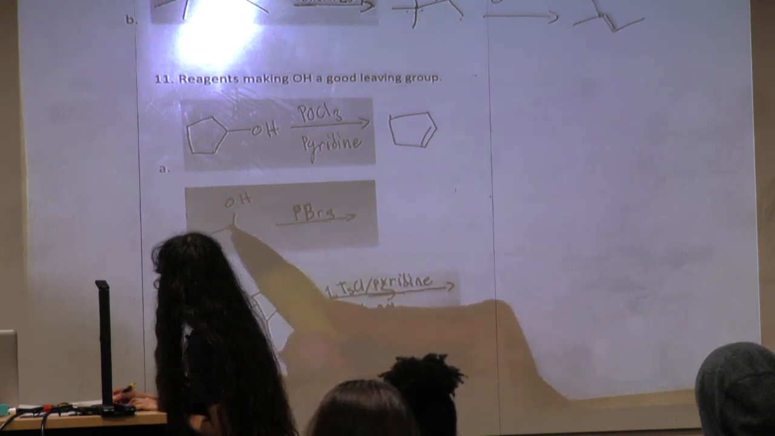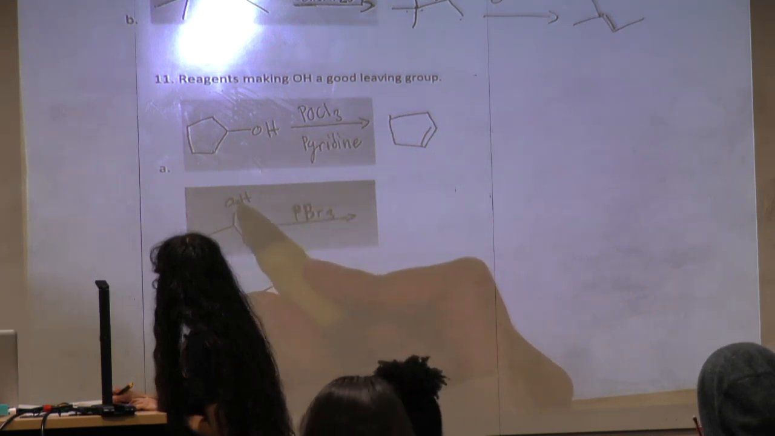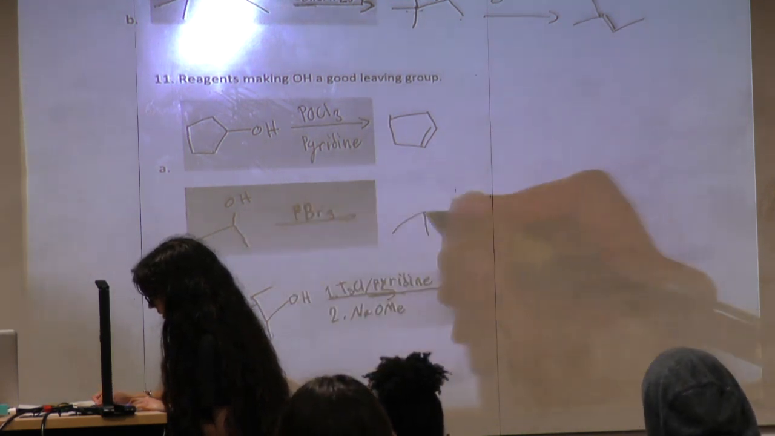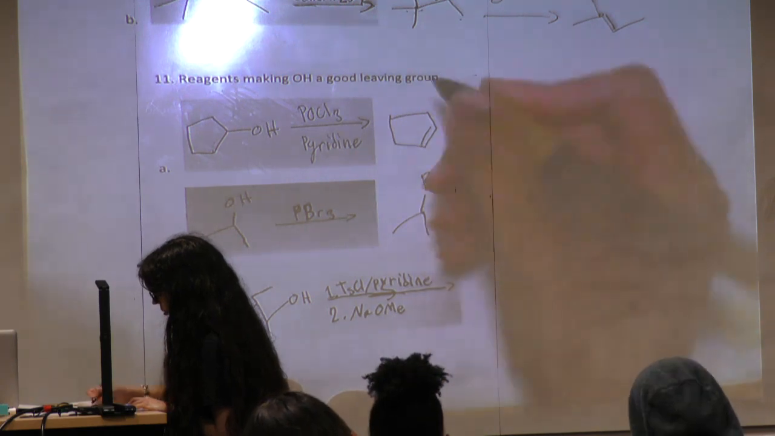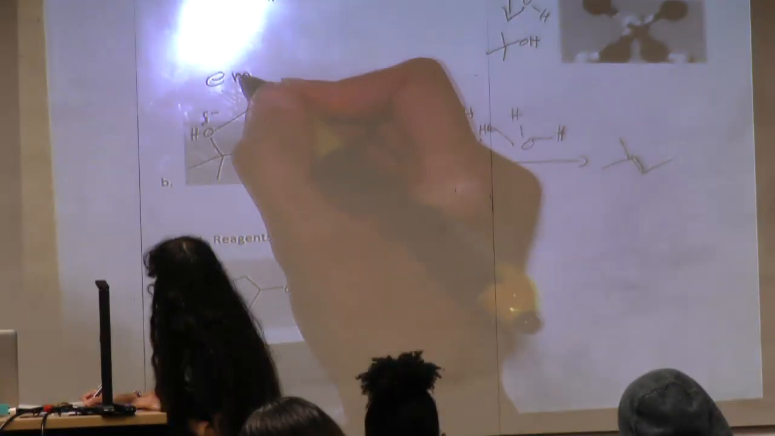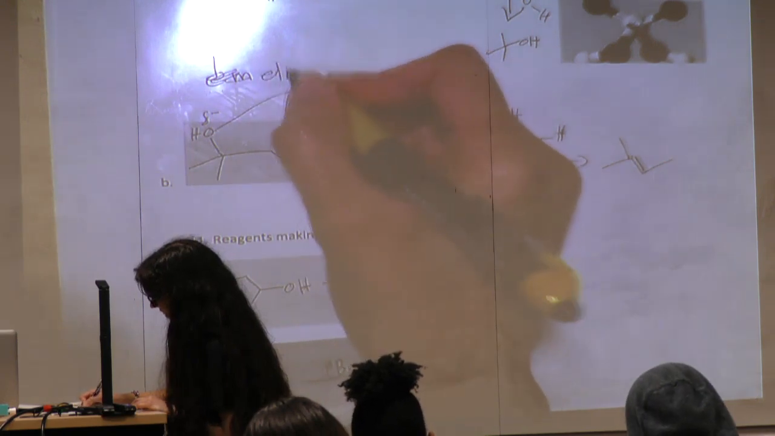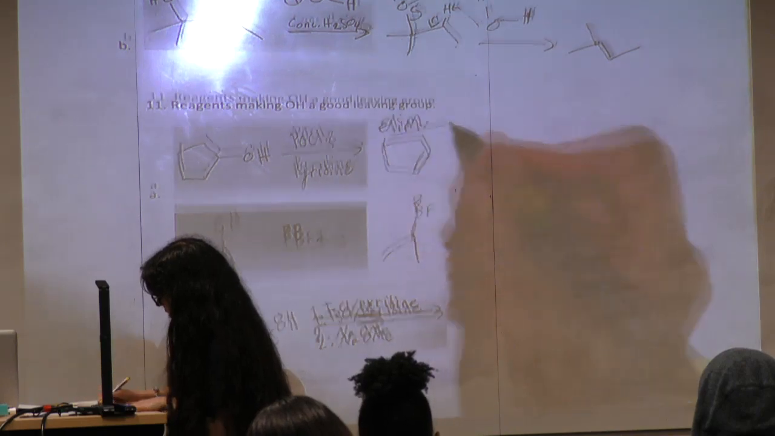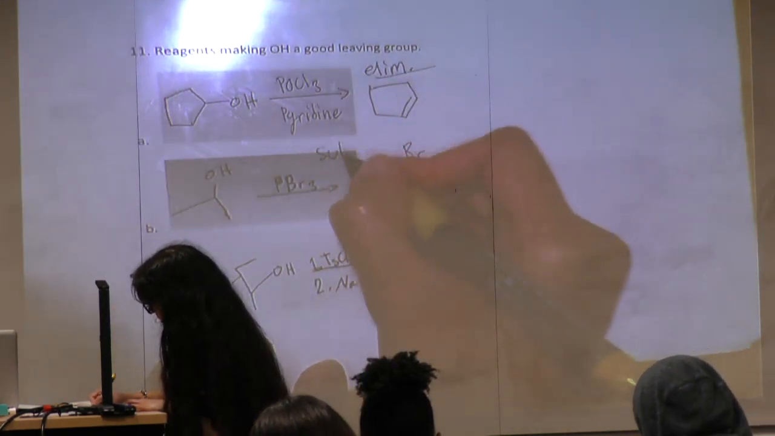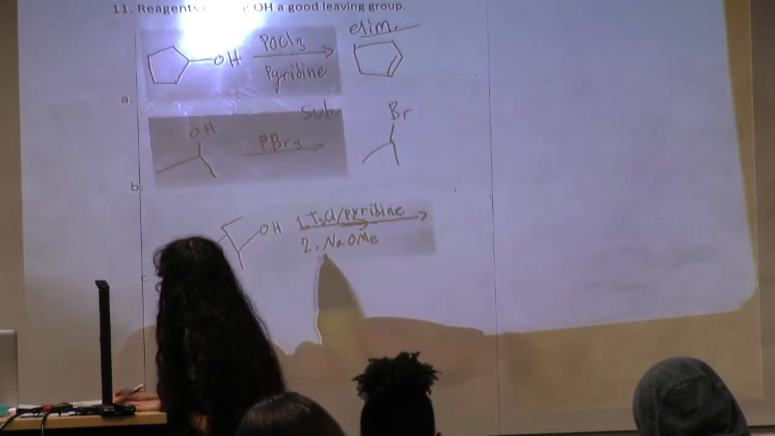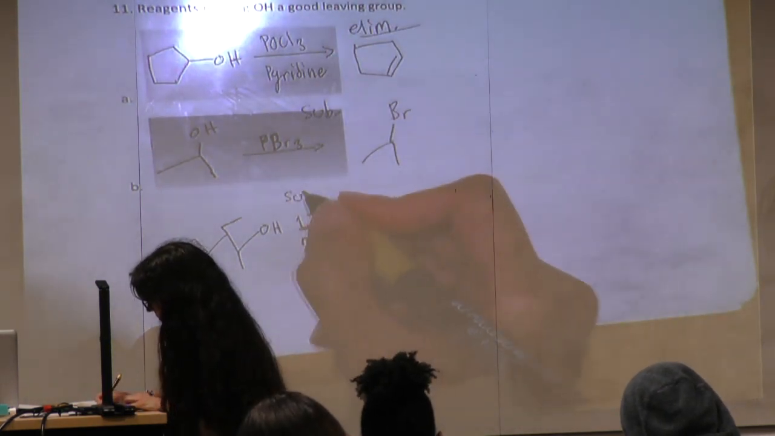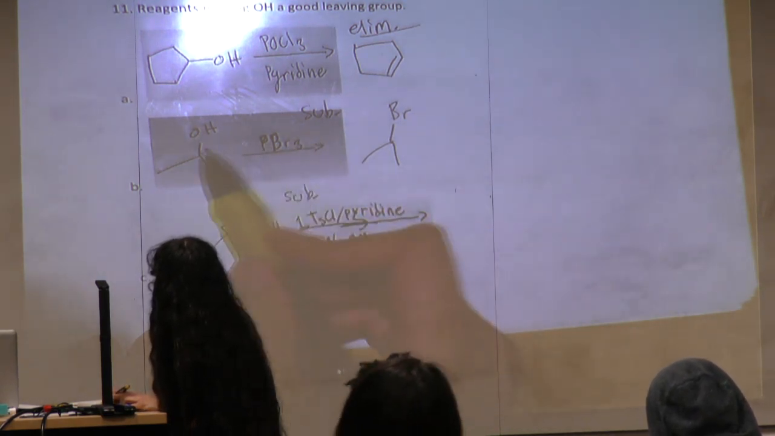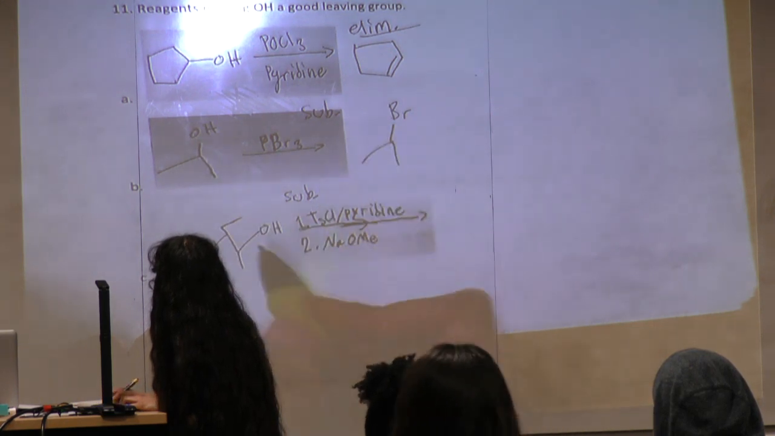If we go on to B, what does this do to alcohol? Yeah, it makes it a good leaving group, and we substitute it with bromine. So if we notice this one up here, this is elimination with sulfuric acid. This one was elimination. This is substitution. And now this one, we're going to do substitution again. We don't know the mechanism. We don't learn the mechanism for this one. You literally just switch this for a bromine.